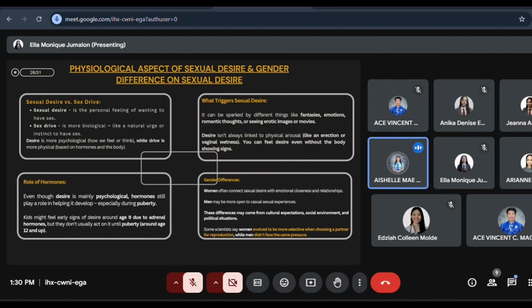And some theorists explain these gender differences through evolutionary psychology. According to this perspective, early human females had to be more selective in choosing a sexual partner to ensure reproductive success and the survival of offspring. Males, however, did not face the same level of reproductive risk, which may have led to the development of stronger or more frequent sexual desire in males over time.